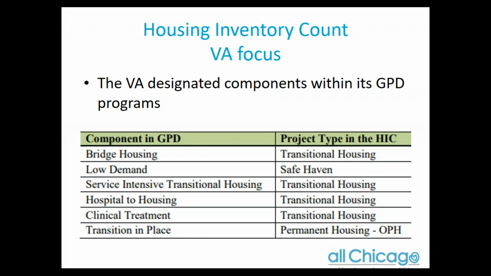So for example, if you receive GPD funding for transition in place, you will no longer be considered a transitional housing program model type, but actually a permanent housing, an OPH. So please make sure that you are indicating the correct project type for submission.